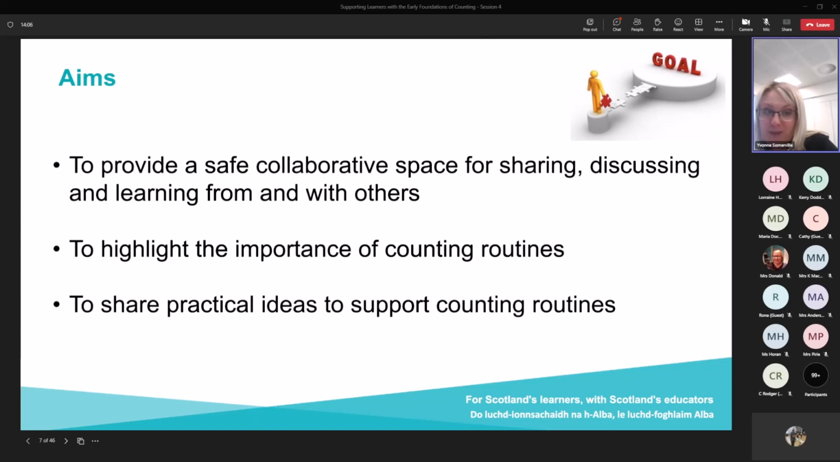So as I said, tonight we're looking at counting routines. We're talking about the importance of them, and we're sharing some ideas of how you can support the counting routines in your setting. This is a safe space for you to share your ideas, to discuss and to learn from each other as well as ourselves. A big key point from this has been the feedback that's come through from you and the ideas that you've shared, and that's really what makes these sessions the best that they can be. So please do share your ideas as we go through the session tonight.